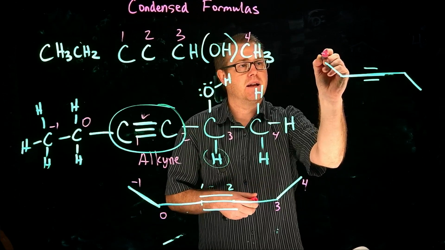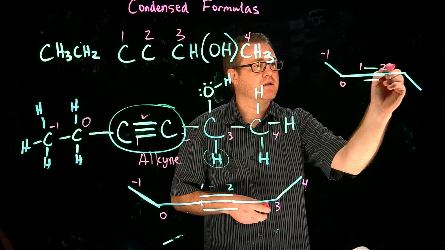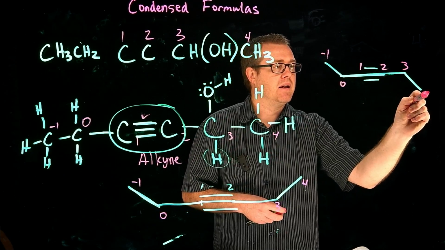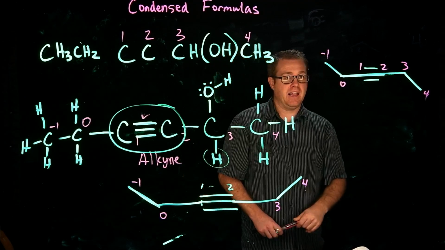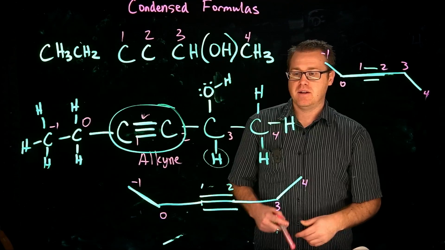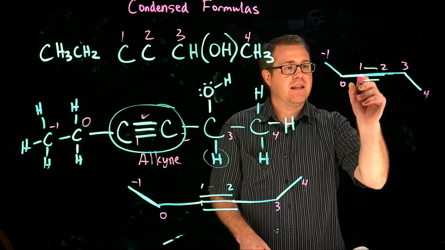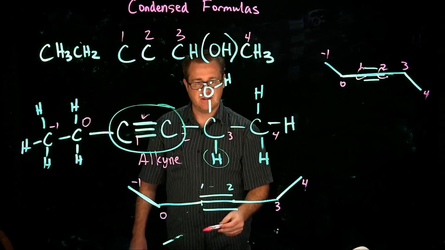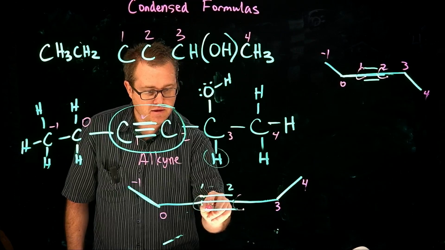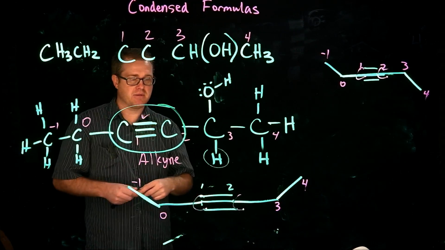Because that's negative 1, 0, 1, 2, 3, and 4. So looking at internal alkynes, we have to understand that that is a carbon and that is a carbon. So carbon here, carbon there. That's what it's representing.